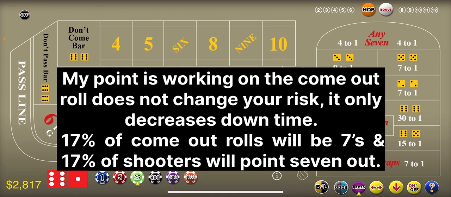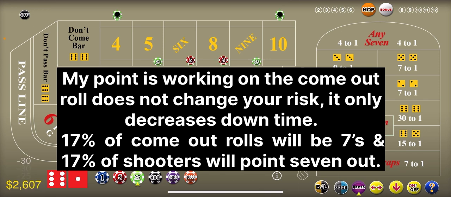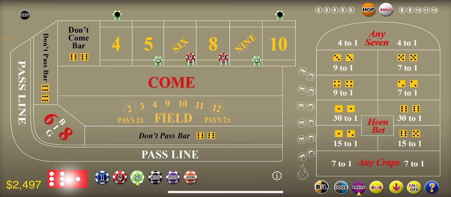No matter if you're working or not, 17% of the time, Big Red will come. That doesn't mean that it won't come 5 times in a row. And in this particular strategy, that is very dangerous. But we're going to go again. We're going to go $320 across. We had a 4, so that was a $100 win. We had a 10, so that was a $200 win.